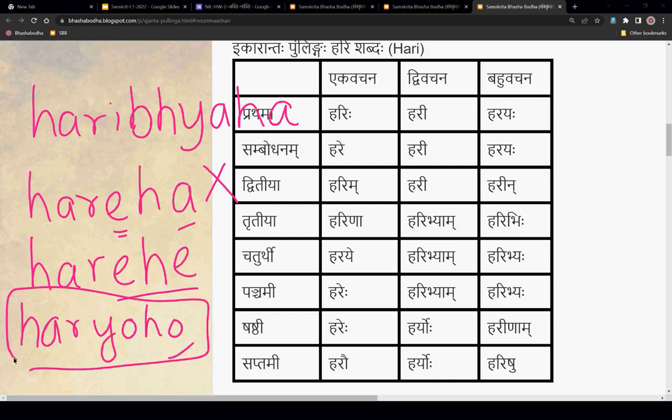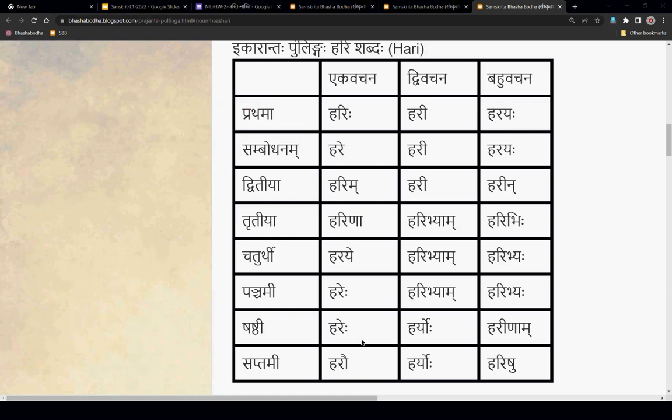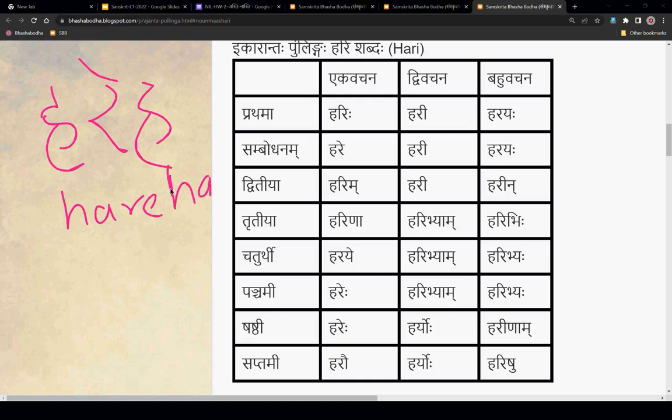Good. So one thing again, note Visarga. When we say Hare, Harehe, it should not be pronounced like Hareha. I've seen many others, not in this class, even making this mistake. The Visarga is a release of breath. It is not an independent sound.